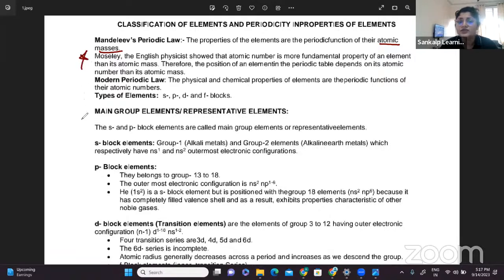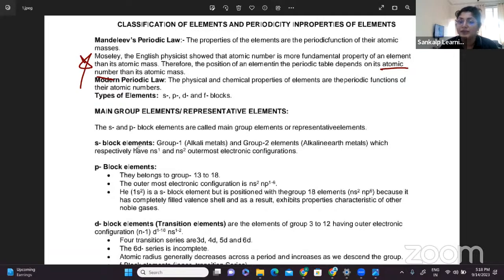The English physicist Moseley said that atomic number is a more fundamental property of an element than atomic mass. So the atomic number plays a more prominent role. Therefore, the position of an element in the periodic table depends on the atomic number and not on the atomic mass.